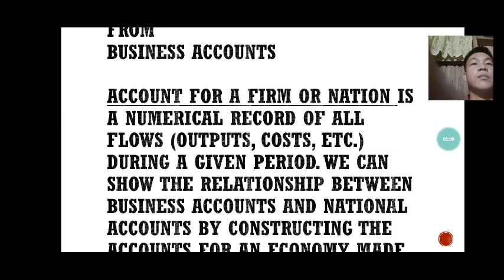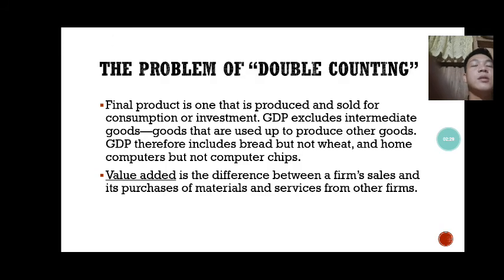So from business accounts, the accounts for a firm are numerical records of all flows, such as output and cost, during a given period. We can show the relationship between business accounts and national accounts by consolidating the economy. So, the problem of double counting.